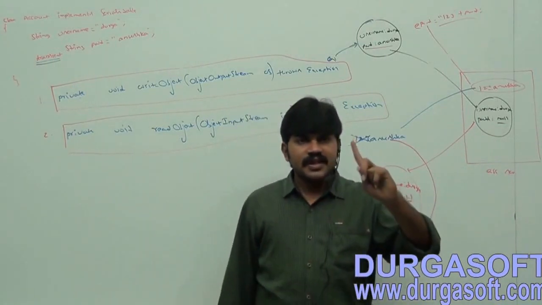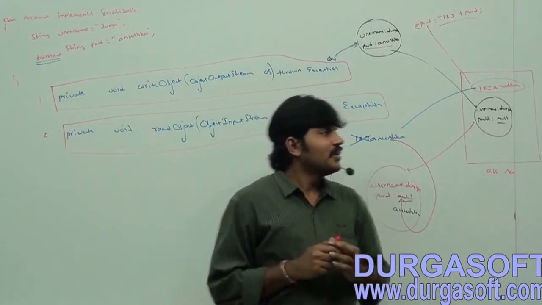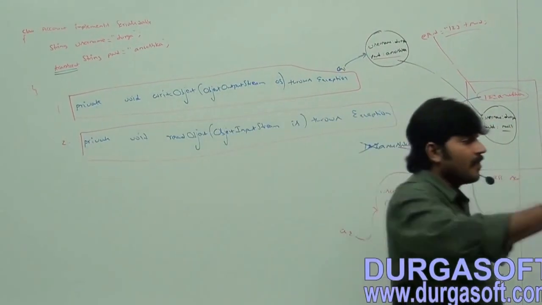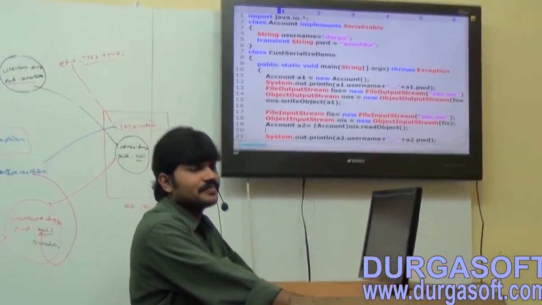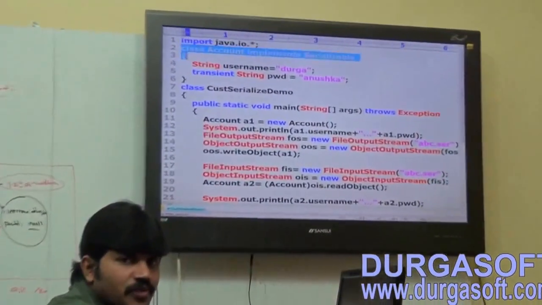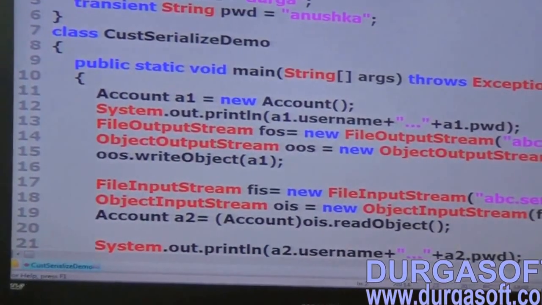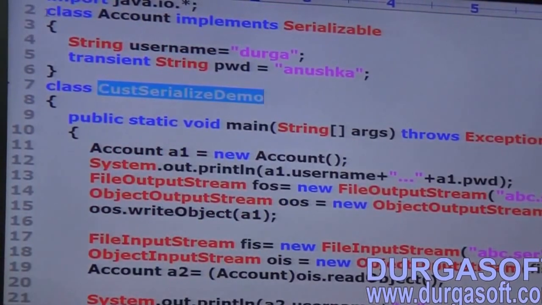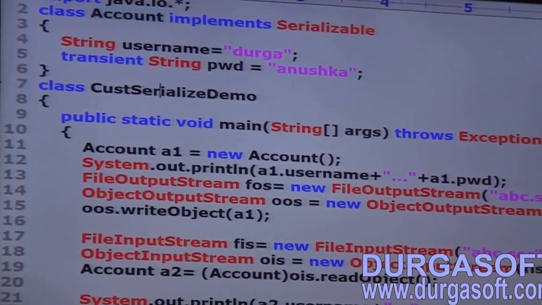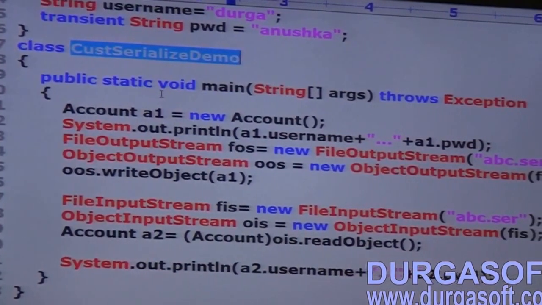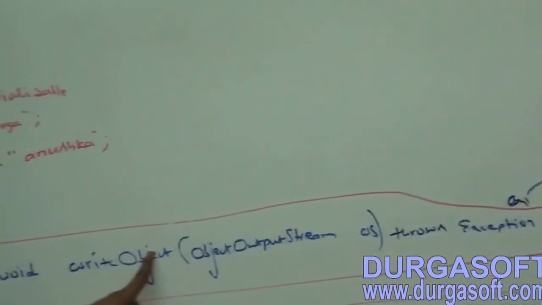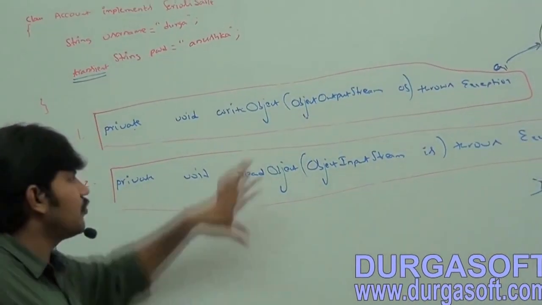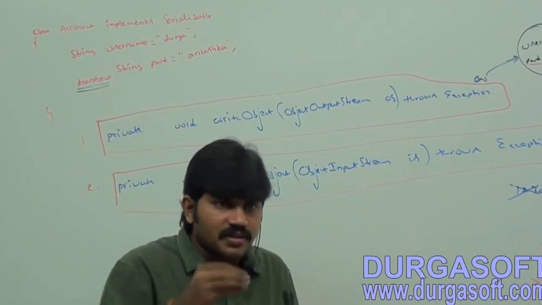Okay, first one. Now observe the second point also. In our last example, how many classes are there? There are two classes. One class is the Account class, and the second class is the CustomSerializedDemo class. Two classes, right? Now these are just methods. We have to define them in some class. We can't take them directly. You have to place them somewhere inside some class.